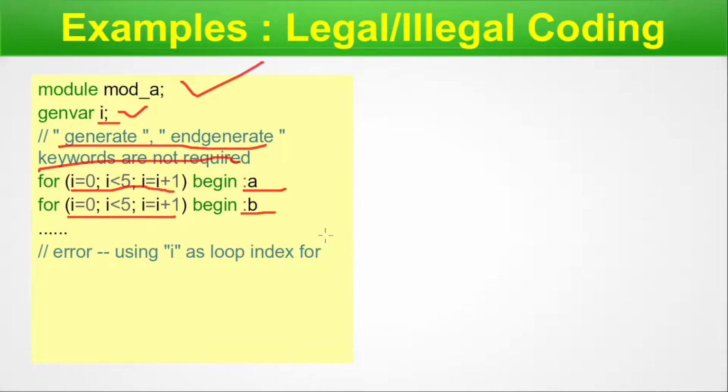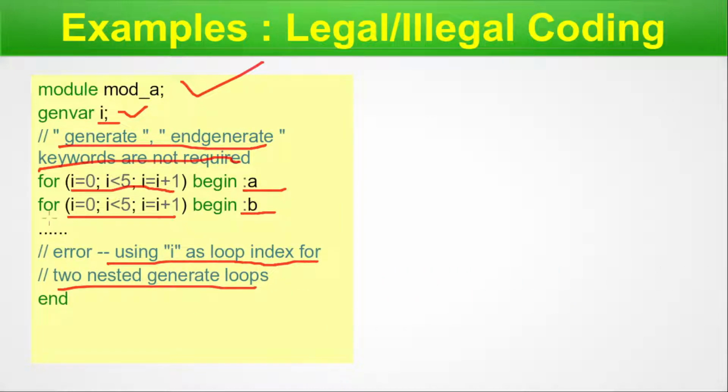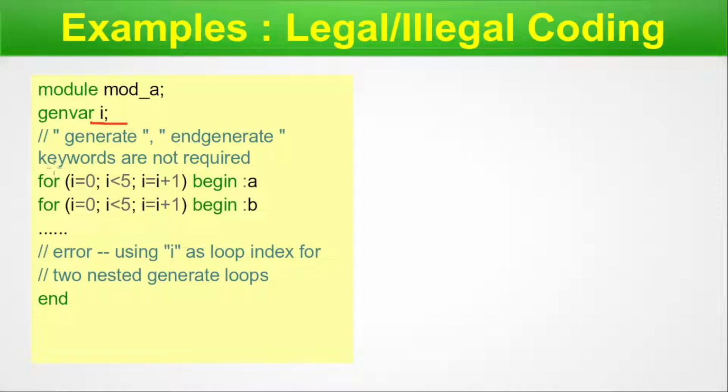And here you will face an error, because we are using i as a loop index for two nested generate loops. We are using the same genvar i in both of the counters of the nested loops, and this gives an error in the Verilog code, and we complete our code here. So this you cannot do. You have to keep in mind that this is an illegal one. Let's go to the next example.